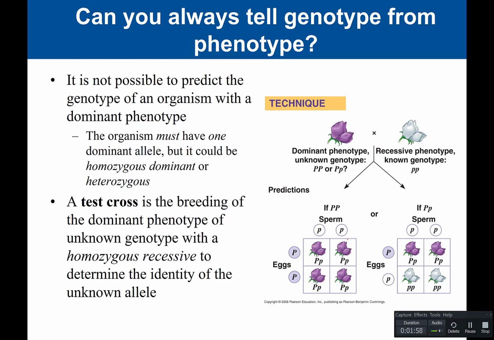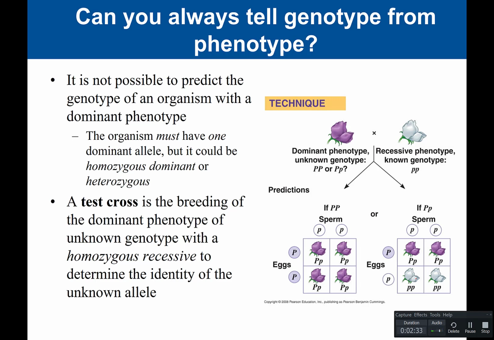If on the flip side, if the organism is heterozygous, it's big P, little p. What that means is that for the gametes for that one, it's going to be big P or little p. If that's the case, then you can see white flowers, because white flowers means that you get a little p and a little p from both parents. So notice that the probability would be that you get 50% purple, 50% white.